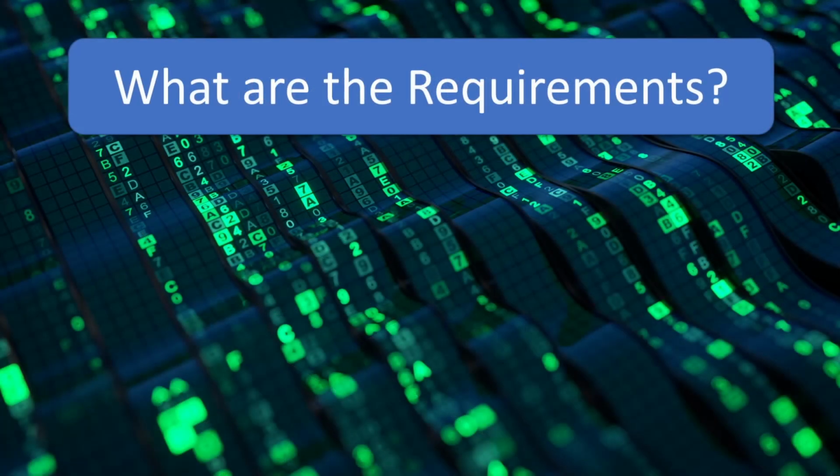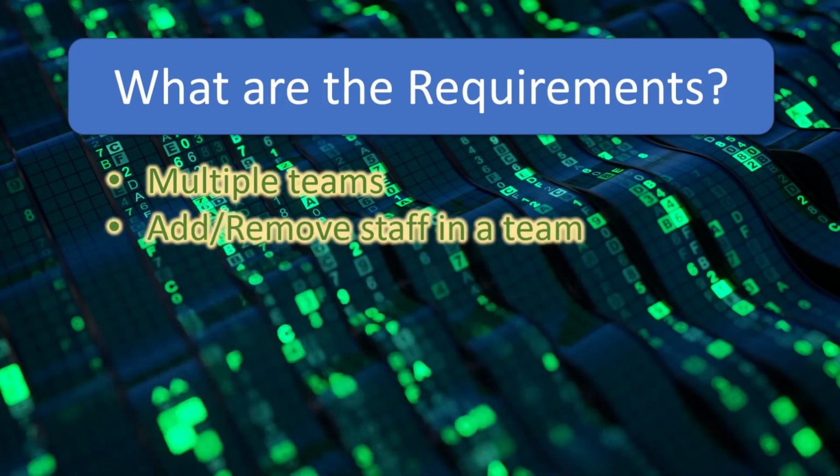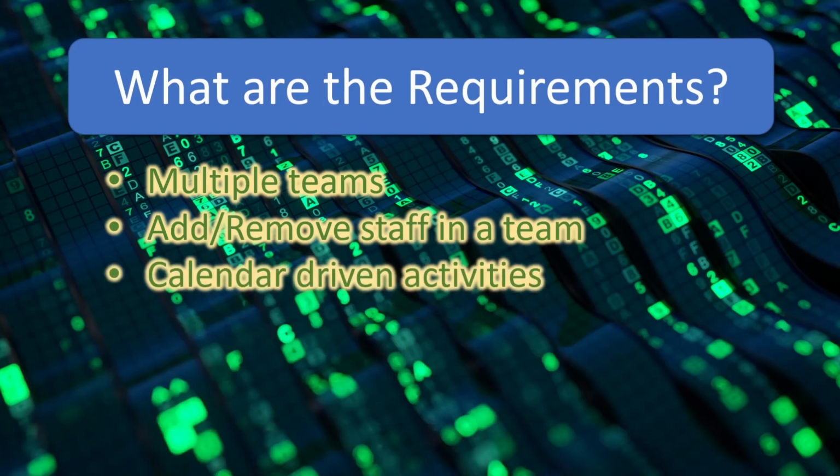So what are the requirements for a simple application to track team resources? Multiple teams. It must be able to handle more than one team. Adding and removing of staff. It must allow adding, amending, removing staff within a team. Calendar driven. It must allow display of up to 6 months ahead and allow tasks or activities to be allocated to staff in time slots within each month.